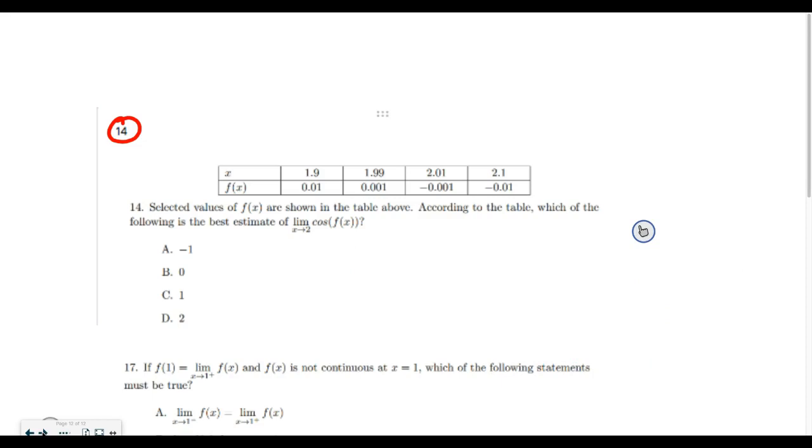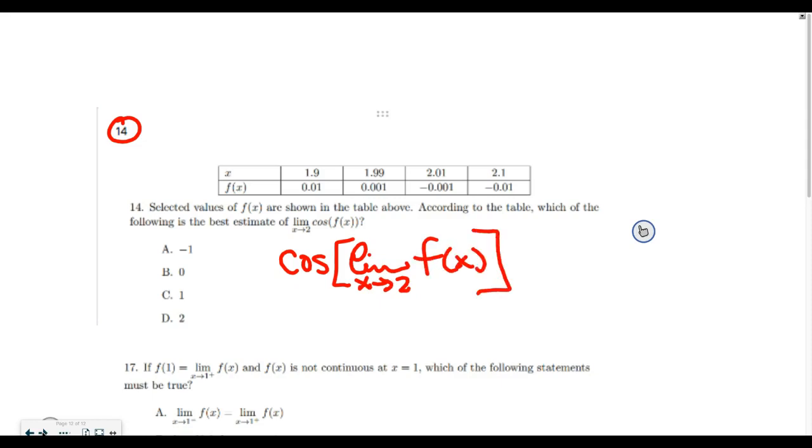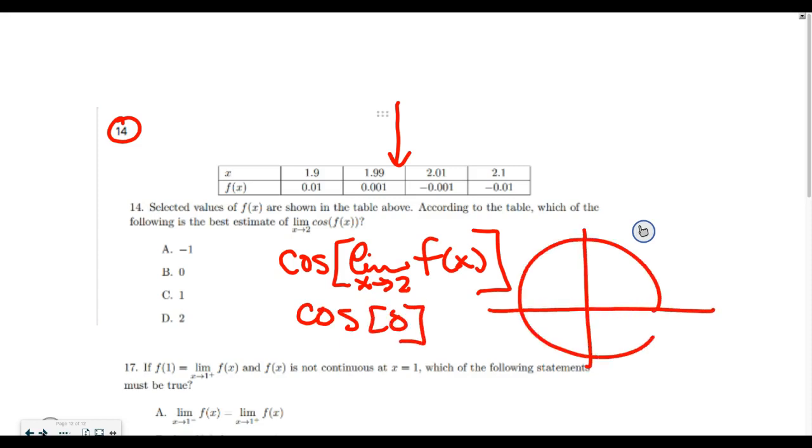And so what I'm saying is, I'm going to take the cosine of the limit as x approaches 2 of f of x. And the limit as x approaches 2 of f of x appears to be 0. It says the best estimate. So this is really the cosine of 0. And the cosine of 0 is the x value over here, which is 1.